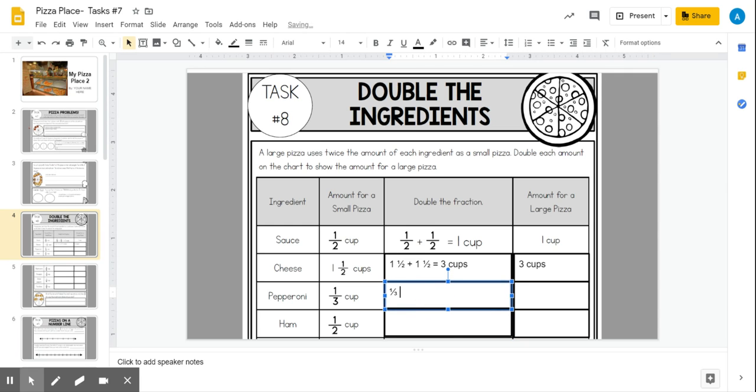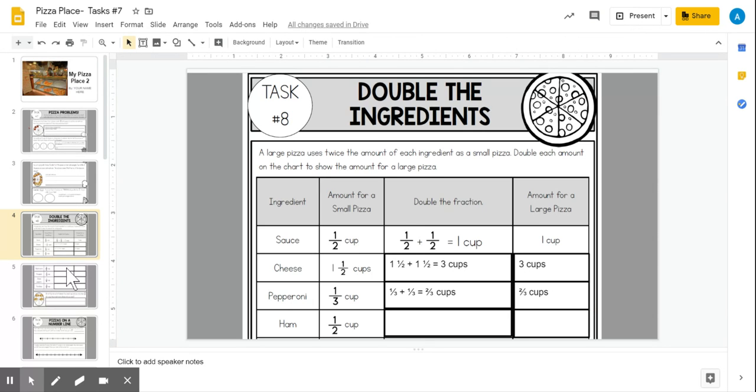But let's try this one. This one makes a little bit more sense. So 1/3 plus 1/3 is equal to, remember you add up the numerator, so 1 plus 1 is 2. You keep your same denominator, so 2/3. And you just copy it over here, 2/3 cups.